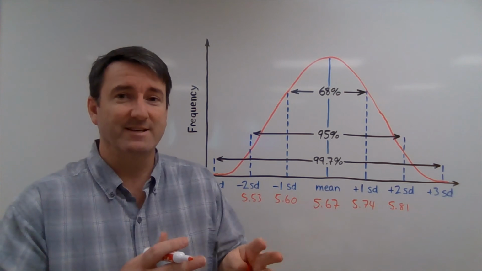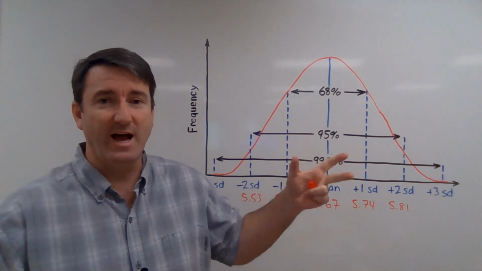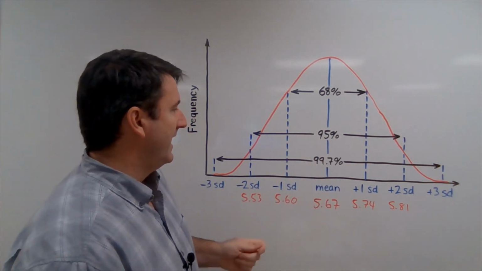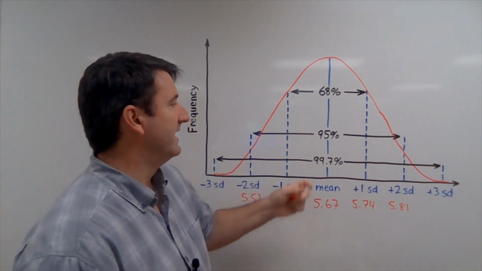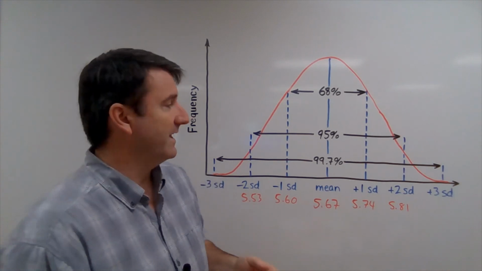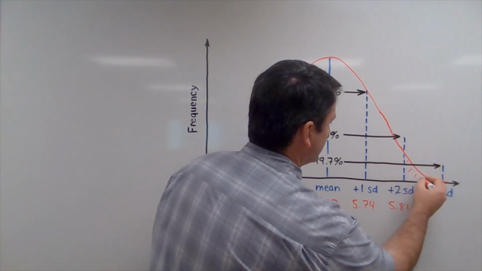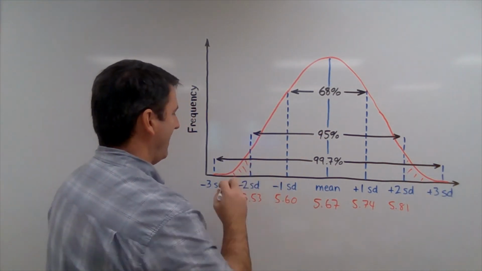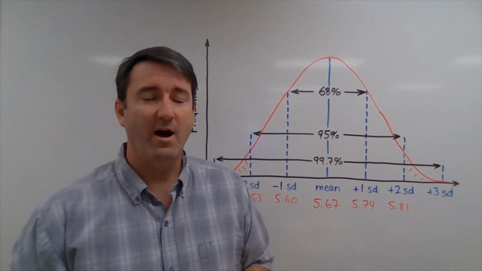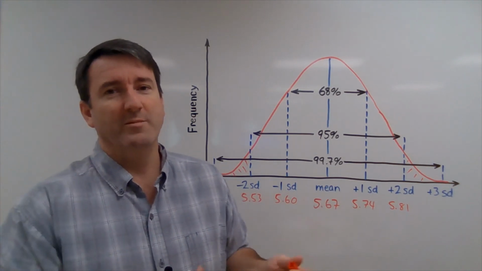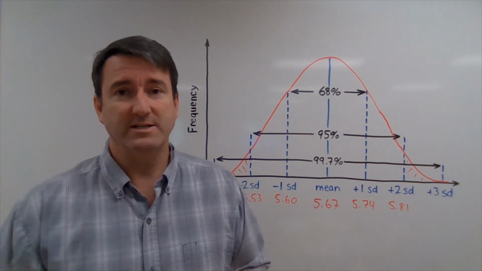So the question is asking us how many quarters are going to be rejected that are outside of two standard deviations from the mean. And we can see that if 95% are within two standard deviations of the mean, the remaining 5% are going to be in these two regions out here in the tails. So the answer is 5% of legal quarters are going to be rejected by this machine because they lie outside of two standard deviations from the mean.